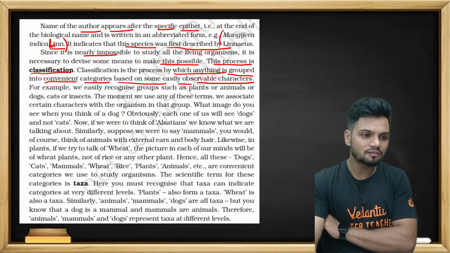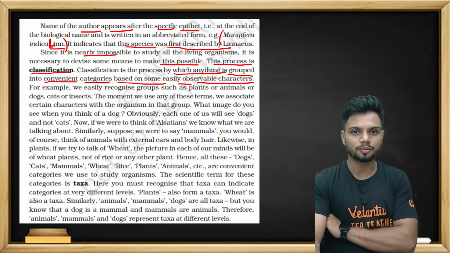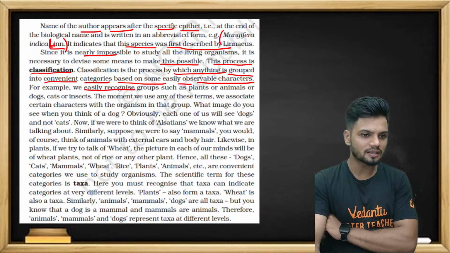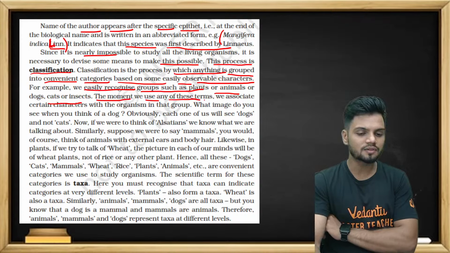That is making a group now. You are making a group. So in school also you have red group, green group, yellow group, and blue group, blue team, right? That is basically classification. It will be easy to identify them. For example, we can easily recognize a group of plants or animals or dogs and cats or insects. The moment we try any of these terms, we associate certain characters with the organisms in that group.